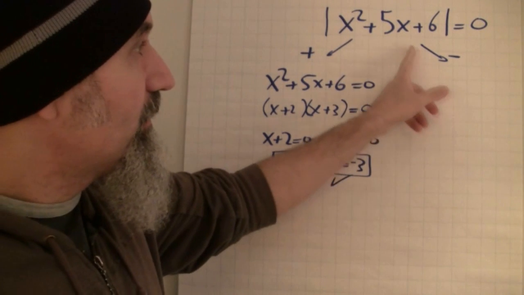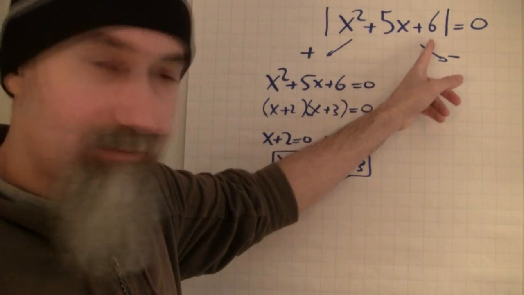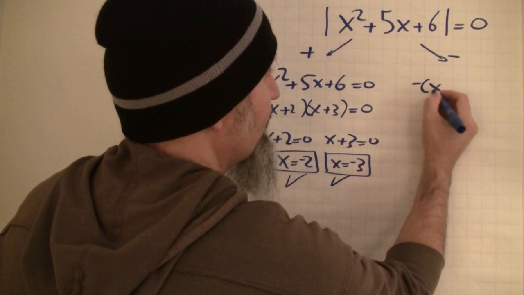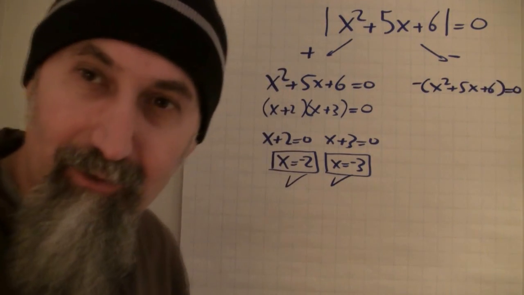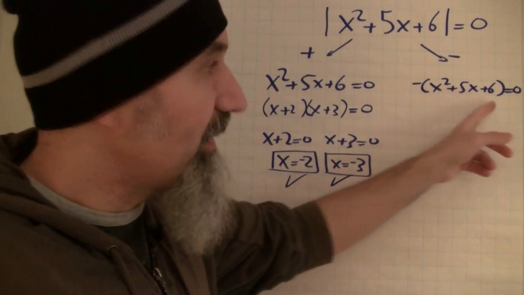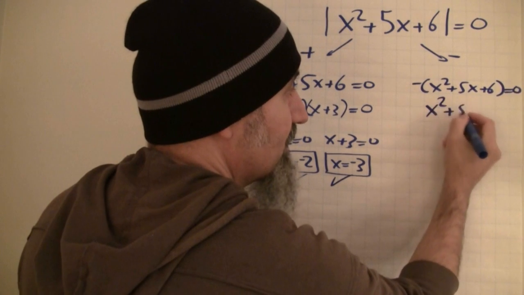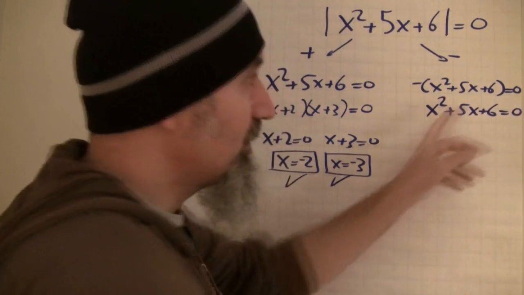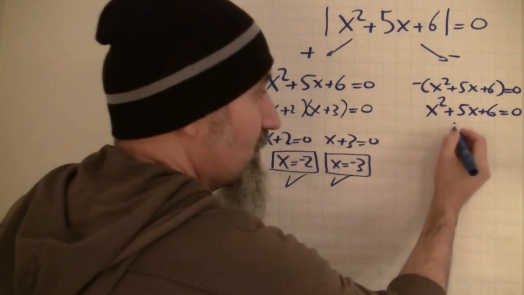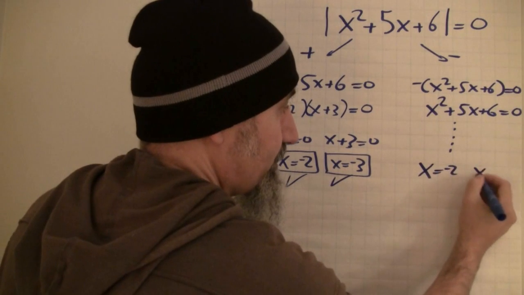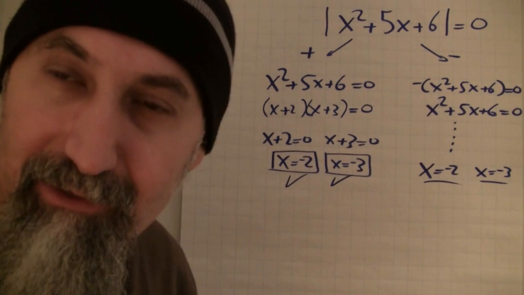Now what we do, we take a look at this and go down the negative branch. And the negative branch says this side has to be negative. So what we do is we go negative x squared plus 5x plus 6 has to equal 0. And what we can do now is divide both sides of the equation by negative 1. If we divide both sides by negative 1, we get x squared plus 5x plus 6 is equal to 0, because 0 divided by negative 1 is 0. And what we have now is exactly the same thing we have here. So we're going to get the same answers. The positive and negative of this give us the same answers.